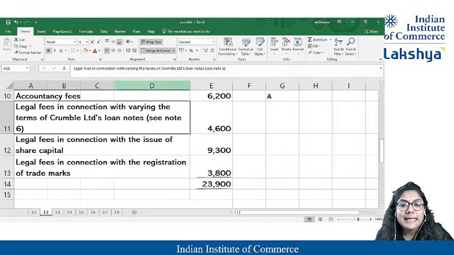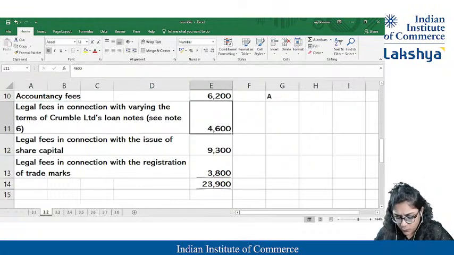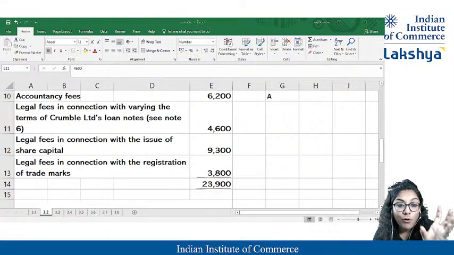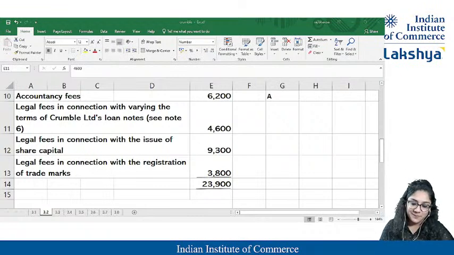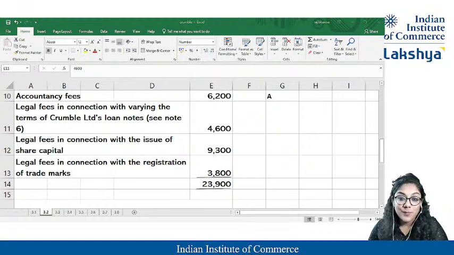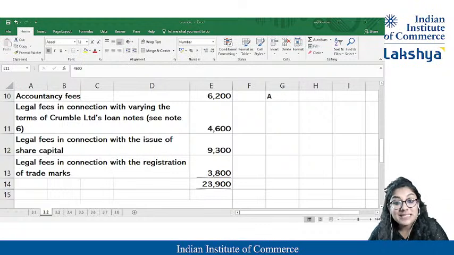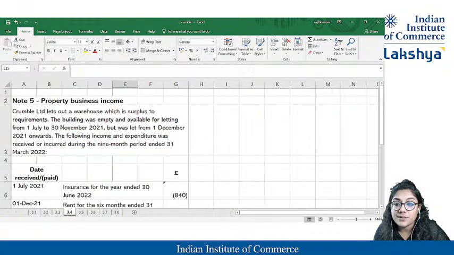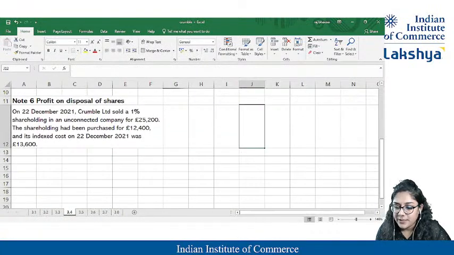Students, legal fees in connection with varying the terms of Crumble Limited loan notes. You know one thing: if you are paying legal fees with the issue of equity, it's not allowed. Guys, with the issue of equity, if you are paying any legal fees, it's not allowed. But if you are taking anything for loans, students, it's allowed. But they have told, let us see note 6. So need not worry, we'll just check out note 6 also.